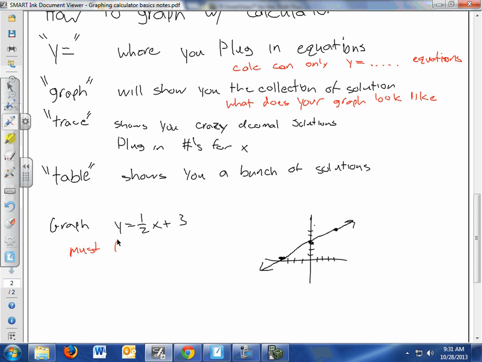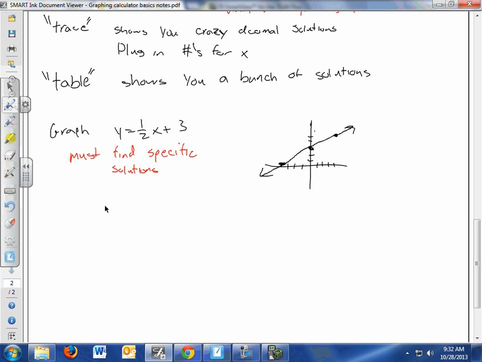Must find specific solutions. Okay. I want you guys to graph y equals absolute value of x plus 2 minus 3. Go.